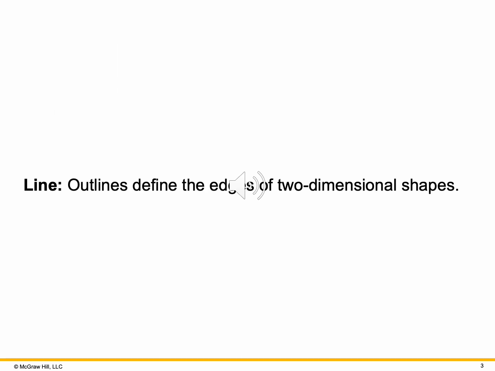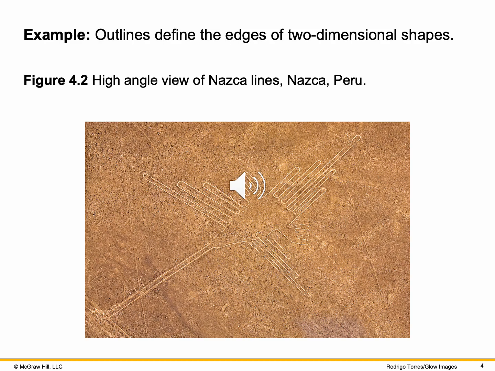Line. Outlines define the edges of two-dimensional shapes. Strictly defined, a line is a path traced by a moving point. You place your pencil on a sheet of paper and move its point along the surface to make a line. Yet lines are not confined to scribbling on a page. Some can reach immense proportions.